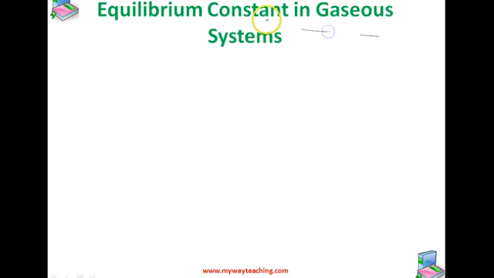Next, equilibrium constant in gaseous systems. What happens in the equilibrium constant in a gaseous system? So far we have expressed the equilibrium constant of reactions in terms of the molar concentration of reactants and products, using the symbol Kc. For reactions involving gases, however, it is usually more convenient to express the equilibrium constant in terms of partial pressure. We know the ideal gas equation.